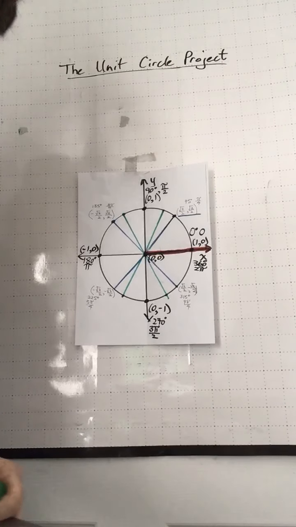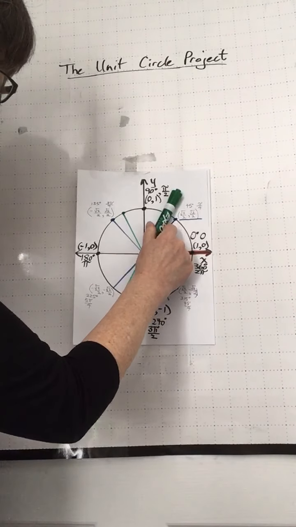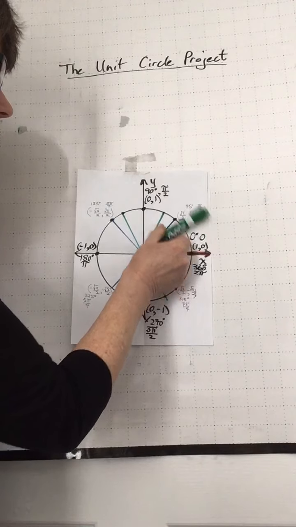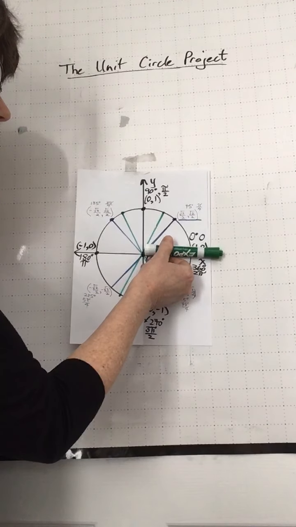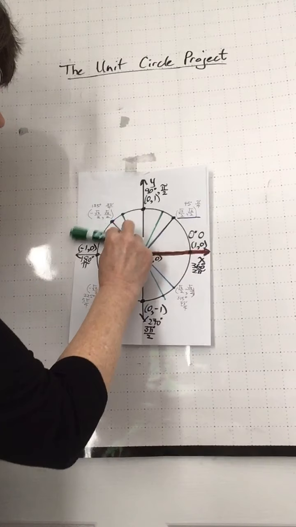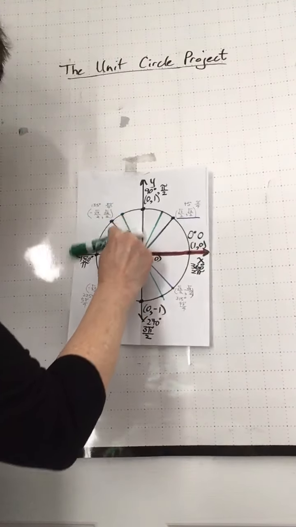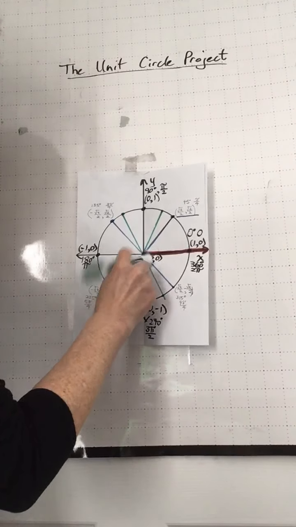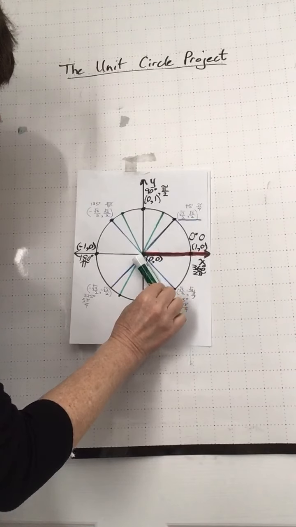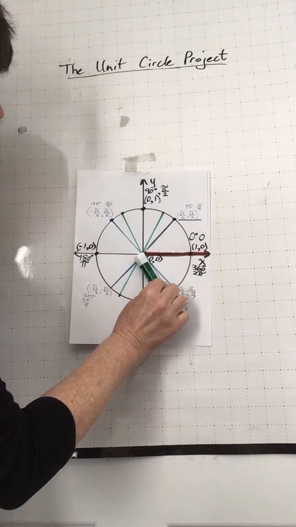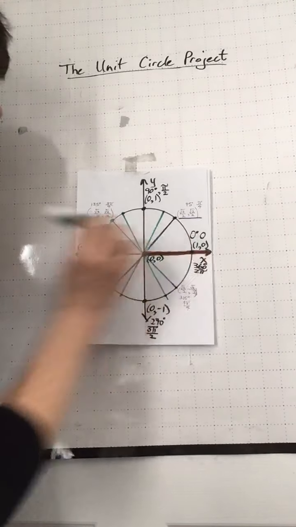So if we start at our initial ray and go up to here, that's 60 degrees. Start at the initial ray and go to the next green, that's 120. Start at our initial ray, add 60 more, that's 180. Initial ray, 60 more, 240 degrees. Initial ray, 60 more, brings us to the next green, which is 300 degrees. And then from the initial ray all the way around, 360 degrees.